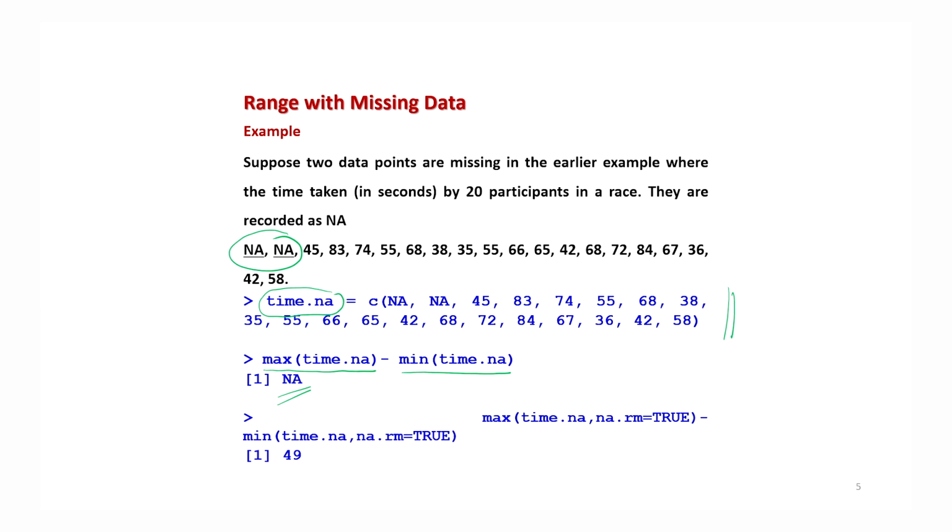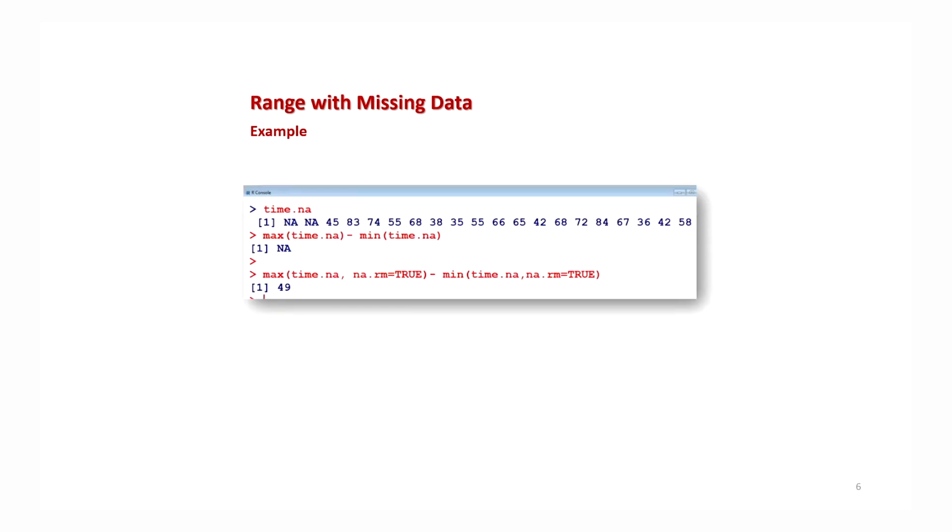And that was expected. But on the other hand, if you try to find out the maximum of time.na with na.rm equal to true, minus the minimum of time.na with na.rm equal to true, so basically you have to add this command, na.rm is equal to true, and it will give you the value 49. Right. So you can see here, this is the screenshot.